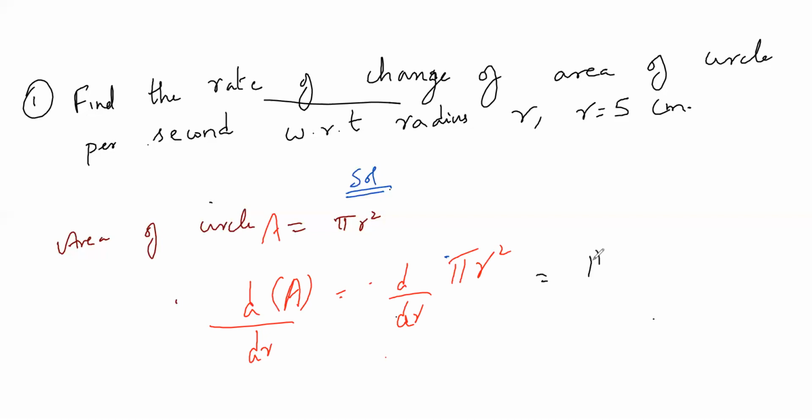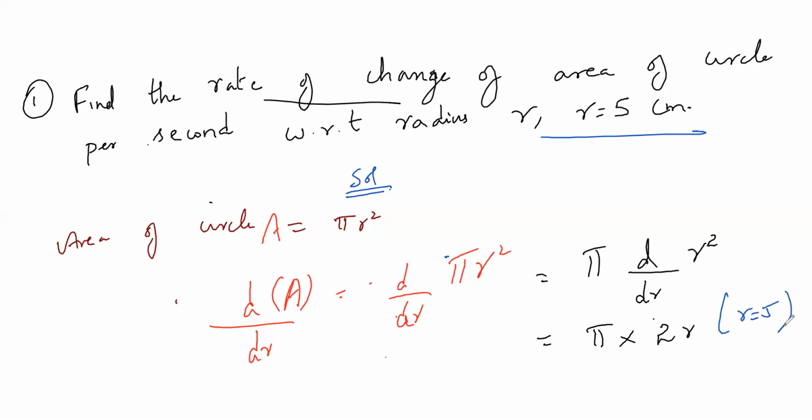Pi is a constant, I'll take it outside. d by dr of r square. So what is it? Pi into r square differentiation is what? 2r. What is given in the question? r is equal to 5 centimeter. So I'll put r is equal to 5. So what is the answer of this? 10 pi.